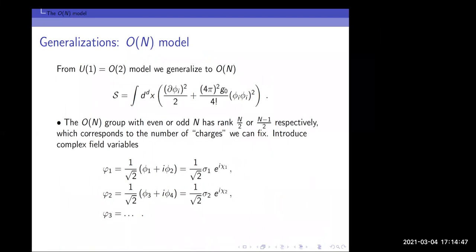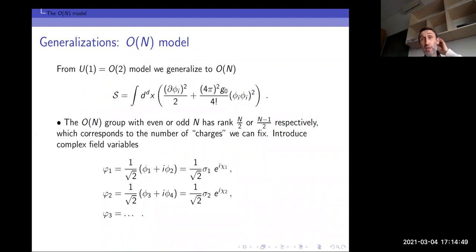Right, so the obvious generalization I mentioned to you, of course, is the O(N) model. This is just a trivial step from the U(1) model, which is O(2), which is what I did so far. Now we generalize to N-component scalar fields, phi_I. Again, g_0 is the bare coupling. But I'll just highlight a few differences with the O(2) model without giving too many details.